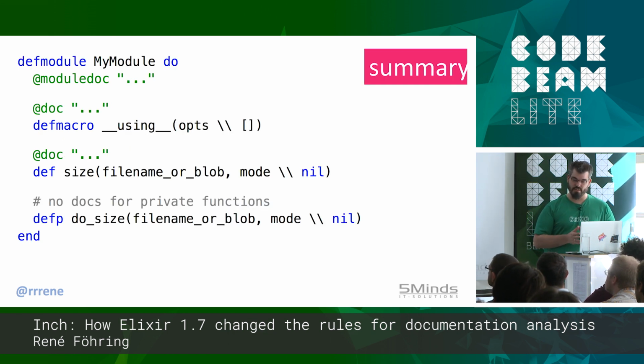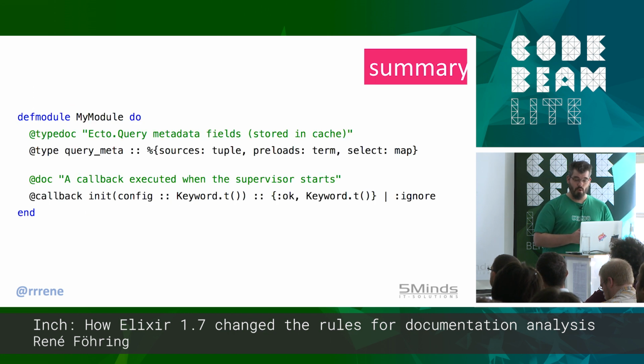So, to summarize, we have module documentation as well as documentation for macros and public functions. We have no documentation for private functions for the mentioned reasons. And for more advanced use cases, we can also document types using the type doc attribute, and we can document callbacks by using a simple doc attribute.